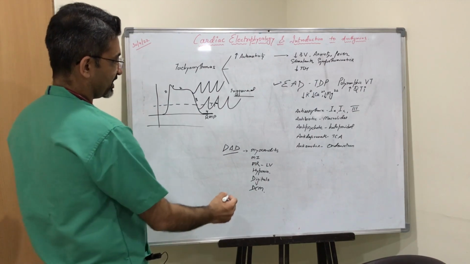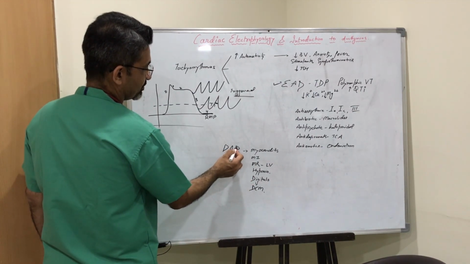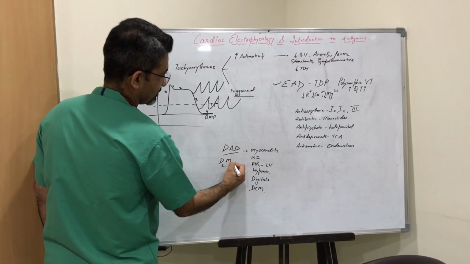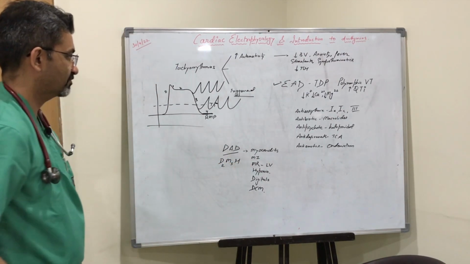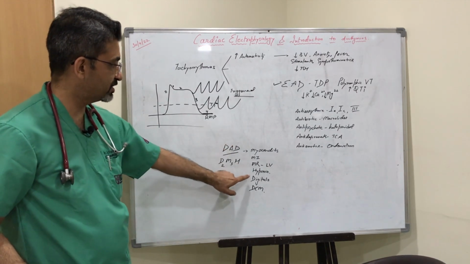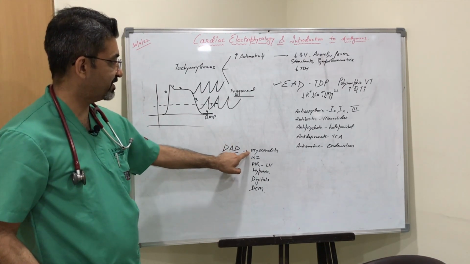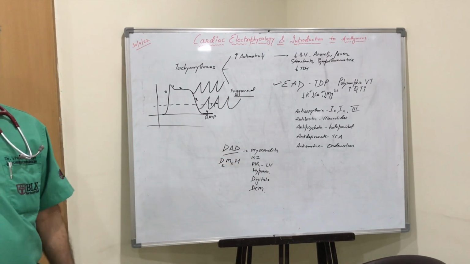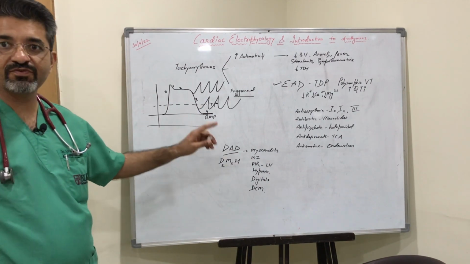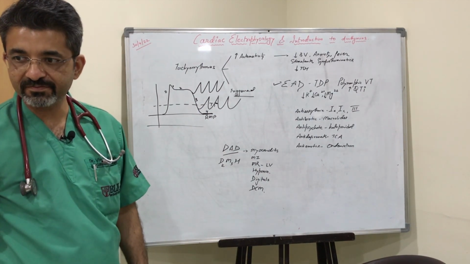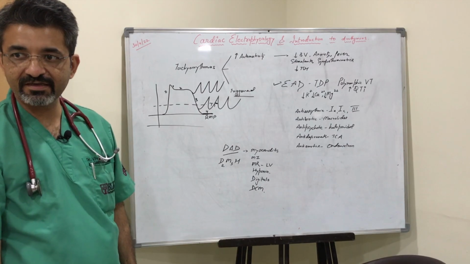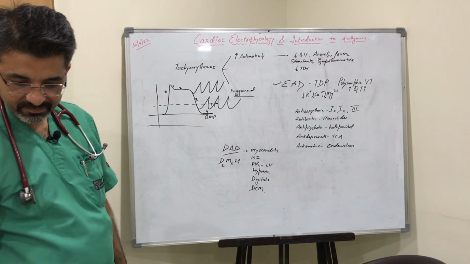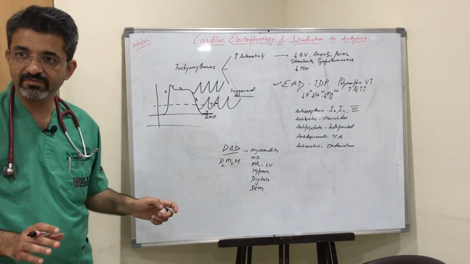So the mnemonic can be, you have 2D here, so D2 M3 H. DAD: D2 digitalis, dilated cardiomyopathy, myocarditis, MI, MR and hypoxia. These are implicated in the development of DAD. And how does DAD affect? It affects in development of tachyarrhythmias. I hope this is clear, right?